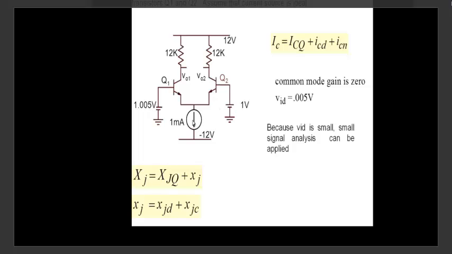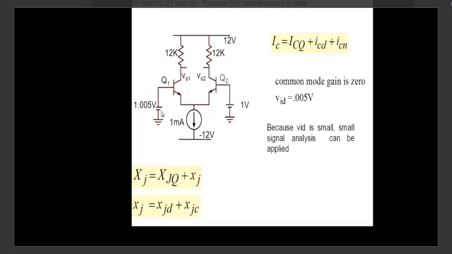Then I don't have to bother about common mode, but the differential mode signal would have been 1 volt. And when you have a 1 volt differential mode signal, I can't do a small signal analysis. Because, as we had discussed long back, when you apply a small voltage at the base, to be considered small signal, the small signal base emitter voltage has to be much smaller than the thermal voltage.